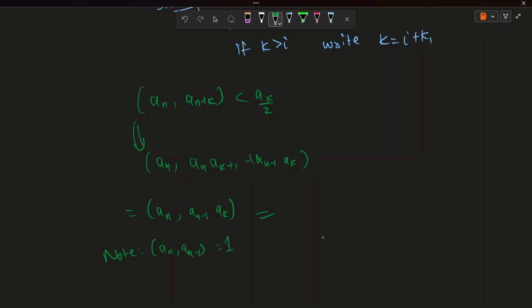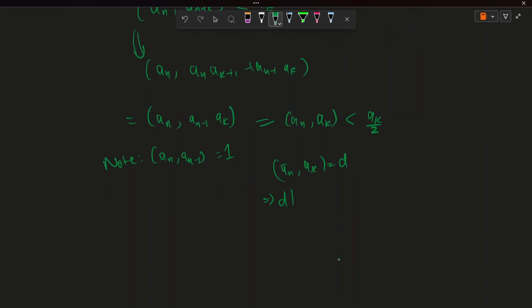So this is equal to GCD of an and ak. So this should be less than ak by 2 because, see, suppose this GCD we denote by d. So suppose GCD of an and ak equals d, which implies d should divide ak, which implies that ak equals some alpha times d. So d equals ak by alpha. So if we prove that alpha is greater than 2, we are done.